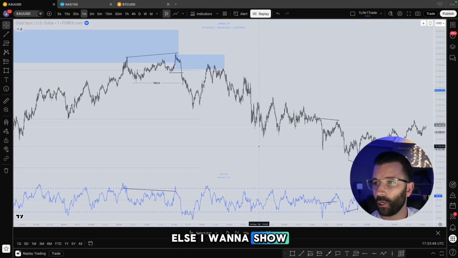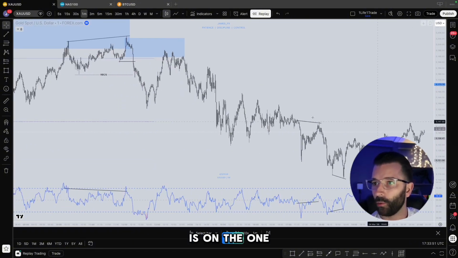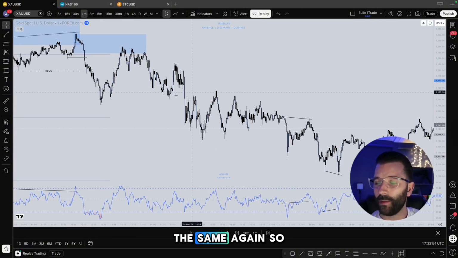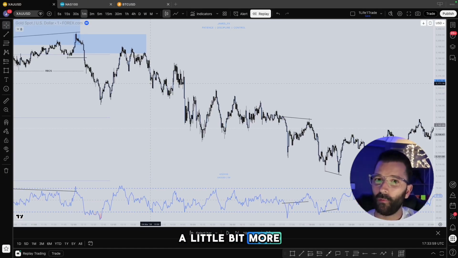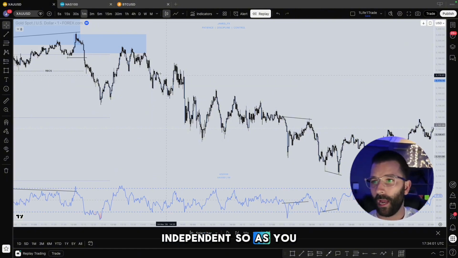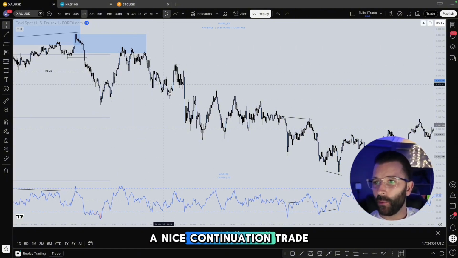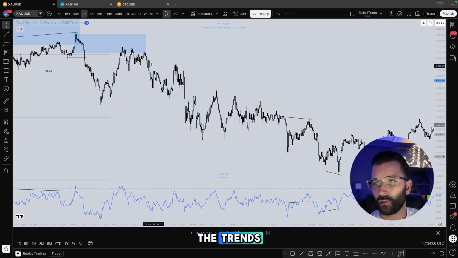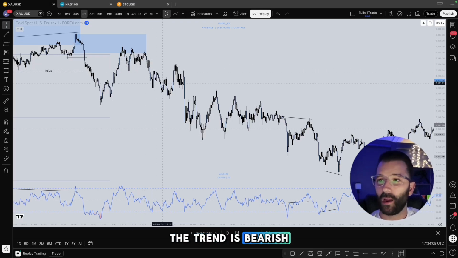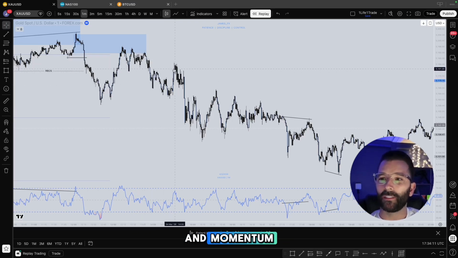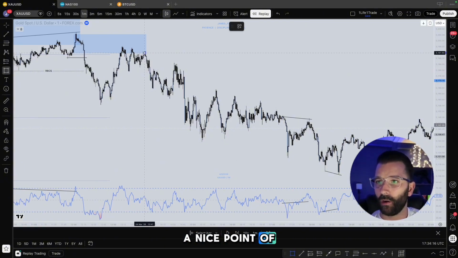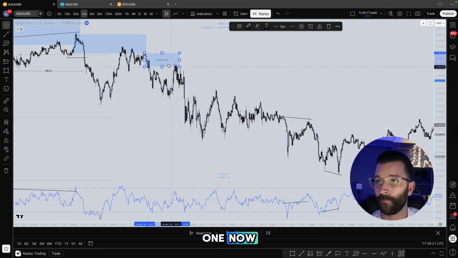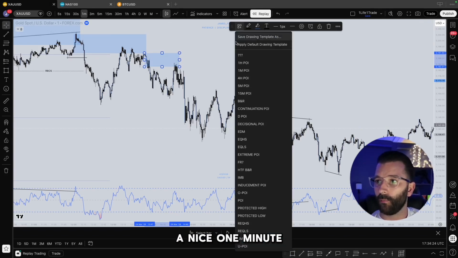But what else I want to show you is on the 1 minute, we can use the same again. So again, I did say this was for a little bit more advanced, for people that have been a little bit independent. As you know, a nice continuation trade down is when the trend is bearish. If you see speed and momentum into what could possibly be a nice point of interest, like that, for me would be a nice point of interest. And you know what, I've literally just looked at this one now. So that would be a nice 1 minute point of interest.